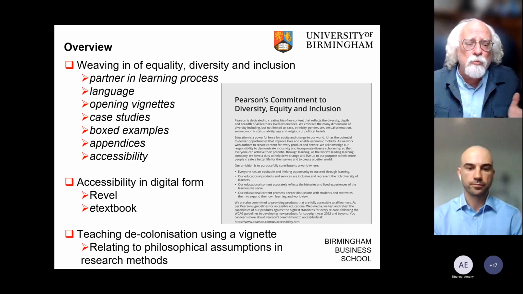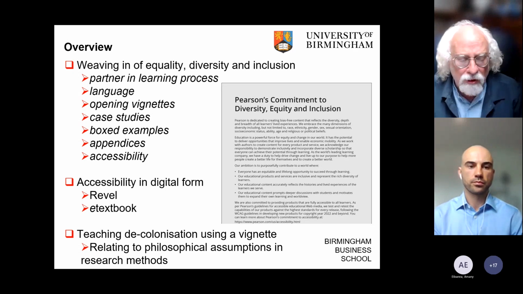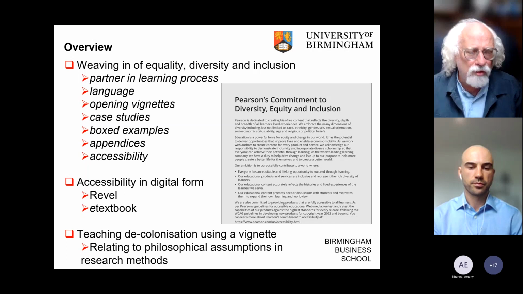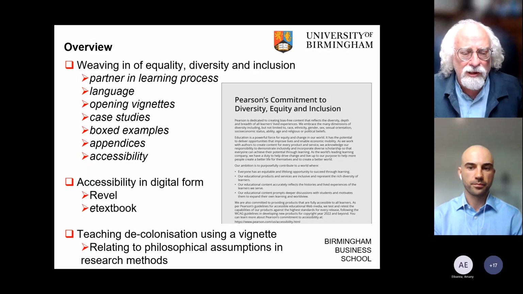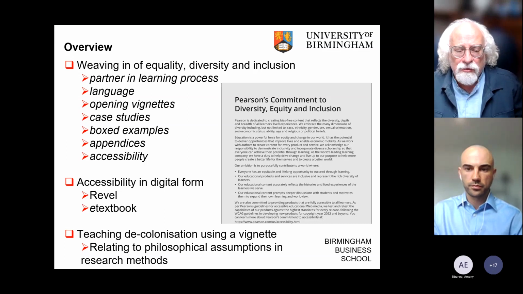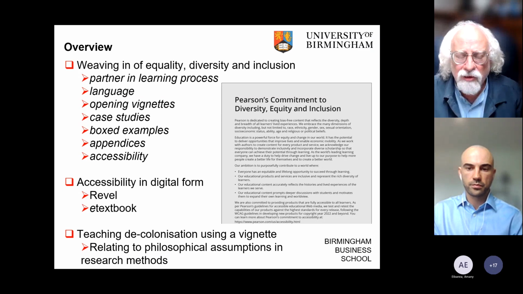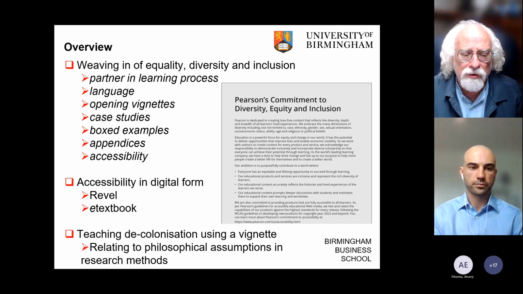So we're working with our students in doing research and our colleagues, and in terms of the language we use, also how we've used various features in the book, such as vignettes, case studies, worked examples, to actually emphasize issues, and then talk about the extra help there is in terms of appendices and making it more accessible, especially for people who are visually impaired in terms of the paper-based book.